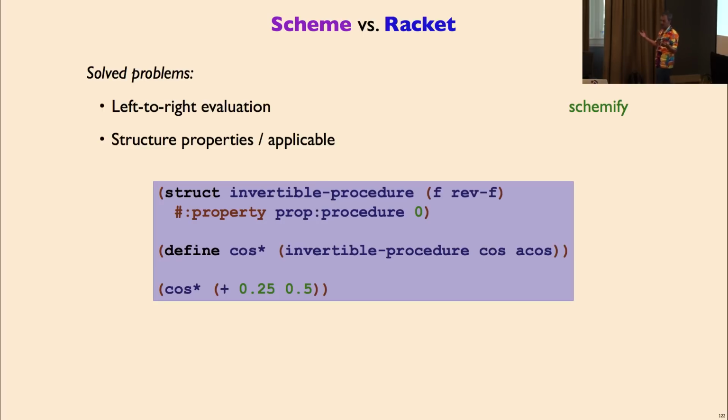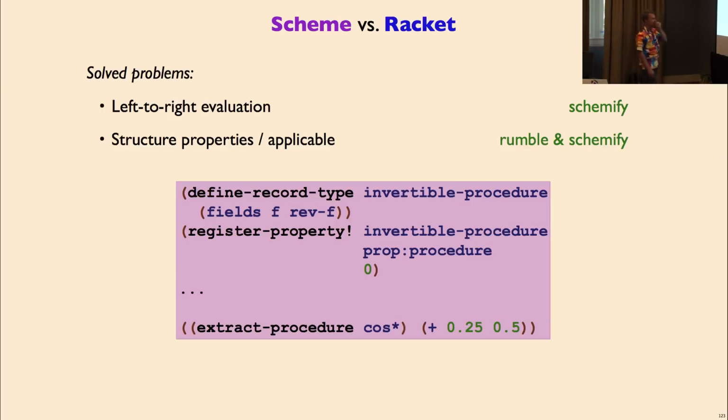And of course, Chez Scheme does not have this built in. So compiling this down to Chez Scheme involves turning that defined struct into a defined record type, or at least the same thing that this expands to, so that Chez's optimizer pass recognizes that pattern and gives you good performance on records, registering on the side, in some side table, the extra properties, and then changing this call from just cosine-star applied to something to extract-procedure of cosine-star, which will always give a procedure back, and then it can be applied to the arguments.